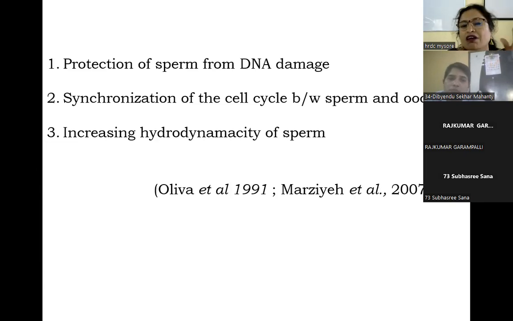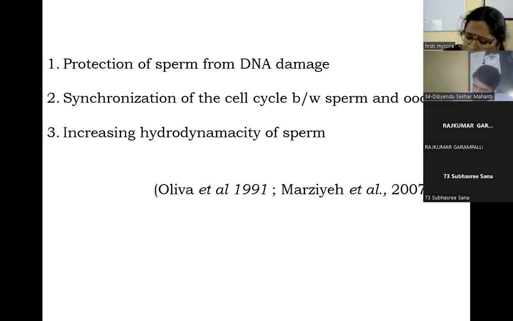So this is the beauty of nature. At every level, there is some defense mechanism. Nature designed the system in such a way that if something goes wrong with a somatic cell, it is confined to the individual. If something goes wrong with a germinal cell, it will pass on to the next generation. So more defense mechanisms have been built into the reproductive organs, the spermatogonia or oogonial reproductive cells. This gives more protection to the sperm from DNA damage, helps synchronize the cell cycle between the sperm and the oocyte, and also increases the hydrodynamicity of the sperm. For all these purposes, the histones are replaced by protamines.